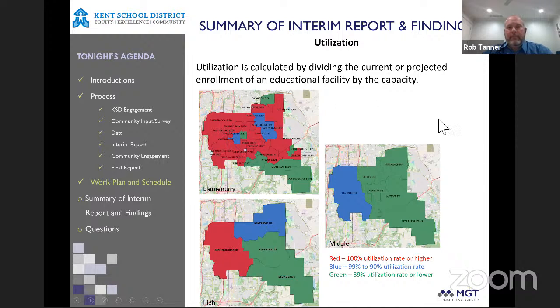And this slide gives you a visual representation of that. The one in the top left is your elementary school boundaries, and we've shaded them a color depending on where they are. Red represents schools that are at 100% or higher in their utilization rate. And when I say utilization rate, that is their enrollment as a ratio to their capacity. The blue represents schools in that 90 to 99% utilization rate, and the green is 89% and less. So as you can see, elementary schools have a larger capacity issue than middle school and high school.